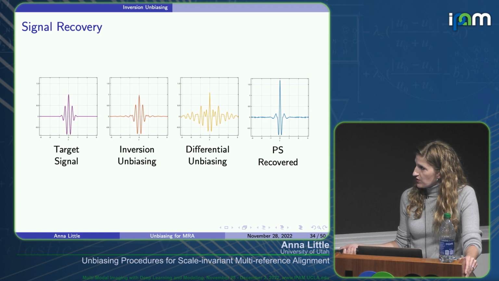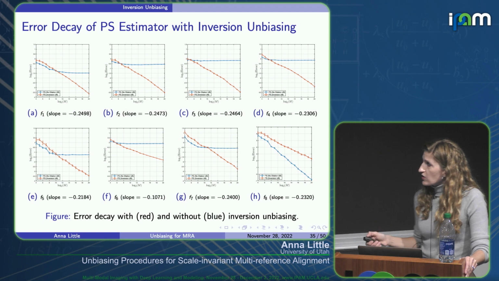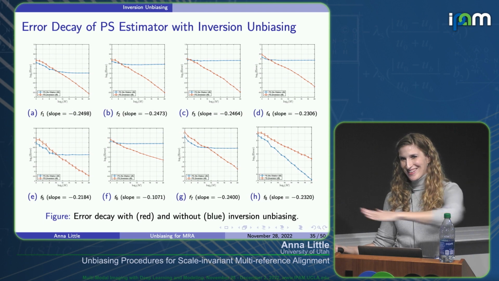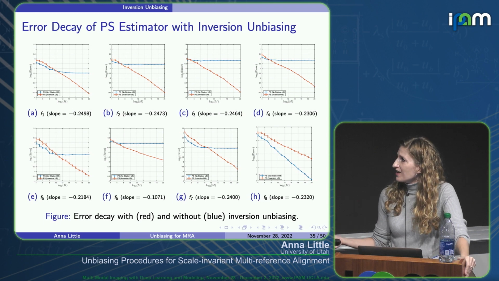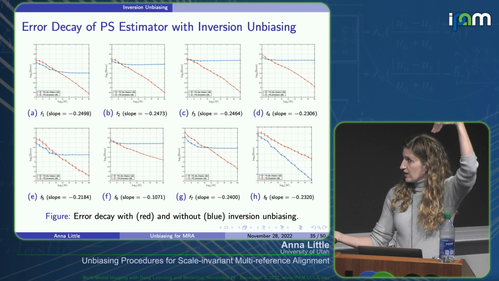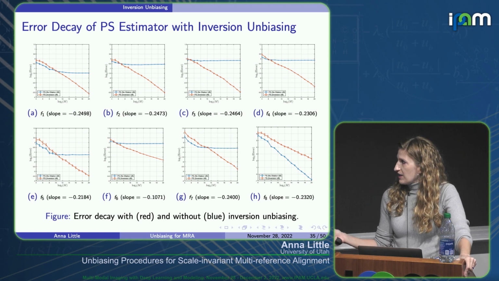Then there are similar pictures on signal recovery, where you see the ground truth, what you get from inversion unbiasing, how this first approach would fail in this regime, and how, if you don't do any unbiasing, you really fail. And also error decay plots, where you may remember that before we were always hitting plateaus. Here we did some experiments on a good collection of signals, and our error decay is in the red, and you see this nice consistent linear decay as you increase m, without any plateauing effects.